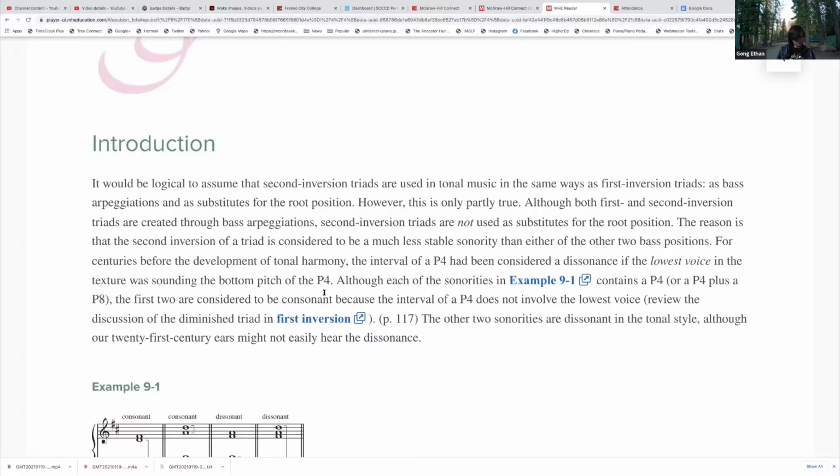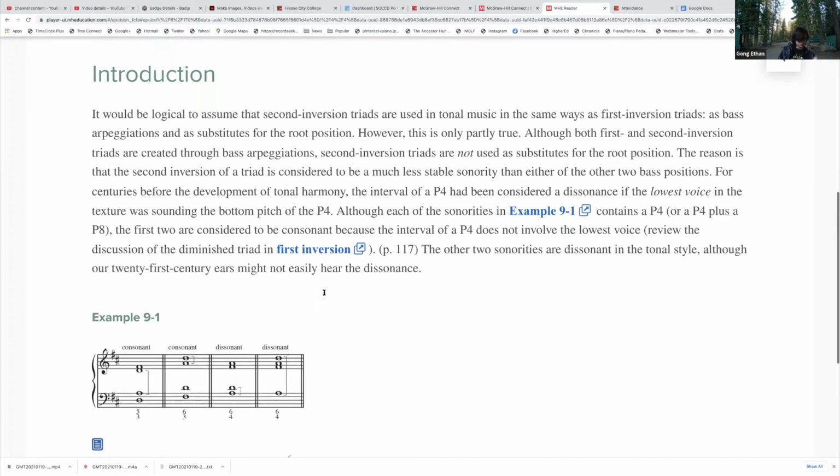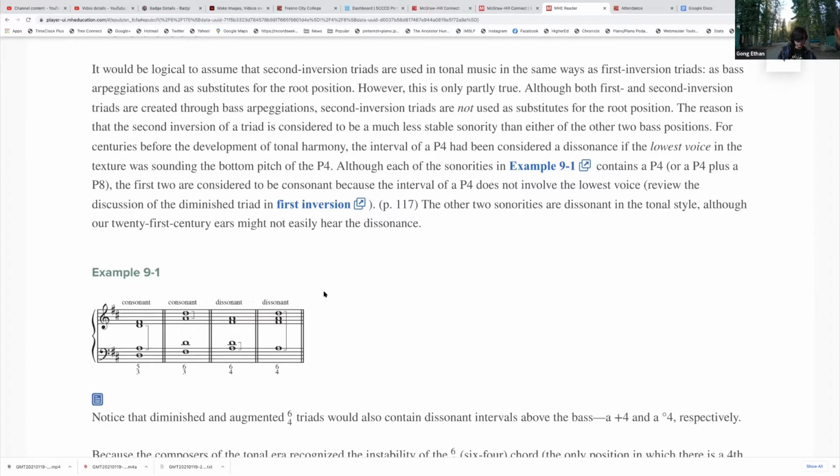It would be logical to assume that second inversion triads are used in tonal music in the same way as first inversion triads, as bass arpeggiations and as substitutes for the root position. However, this is only partly true. Although both first and second inversion triads are created through bass arpeggiation, second inversion triads are not used as substitutes for the root position. The reason is that the second inversion of a triad is considered to be a much less stable sonority than either of the other two bass positions.